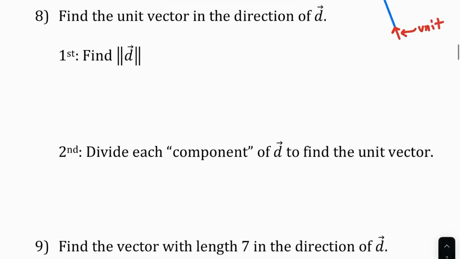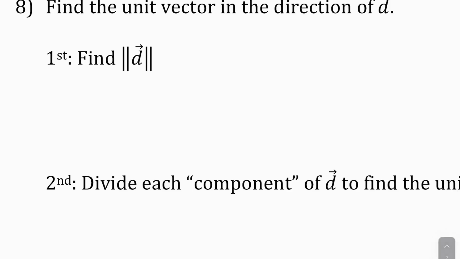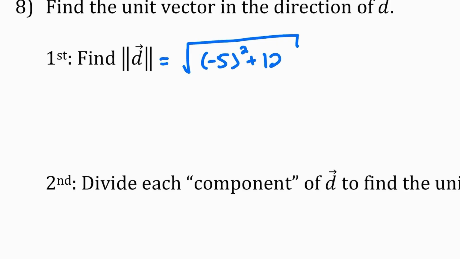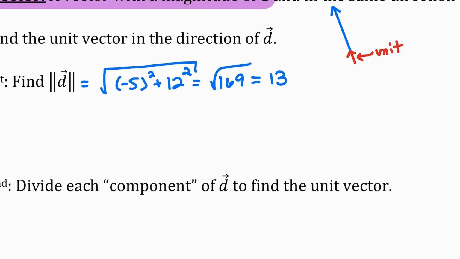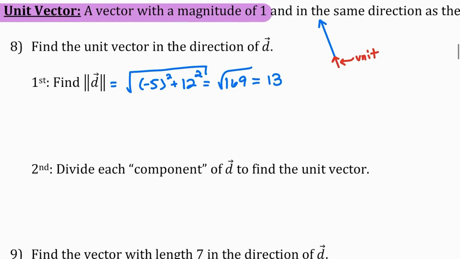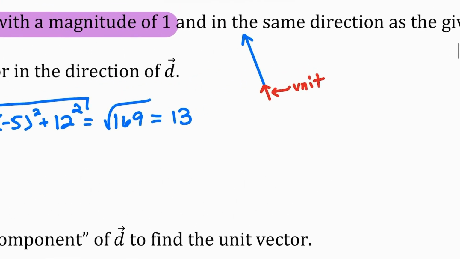Well, we're going to follow these steps. We need to find the magnitude of vector d. The magnitude of vector d is taking the x, -5, squaring it, and adding it to the square of the y. So again, like what we did earlier, we take the square root of 169, which finds out that the length of this whole vector is 13. So in order to find this unit vector, what I would do is take that whole long vector of 13 and divide it by 13, and I end up getting 1.